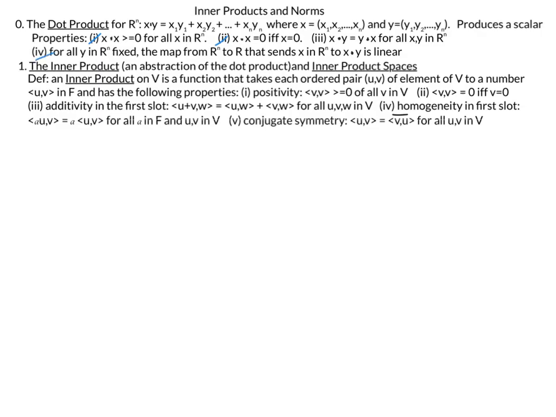We have this additional property because now, where the dot product concerned only real numbers, we're talking about a general inner product, so we're potentially looking at complex numbers as well. So we have this extra conjugate symmetry: the inner product of u and v is equal to the complex conjugate of the inner product of v and u.